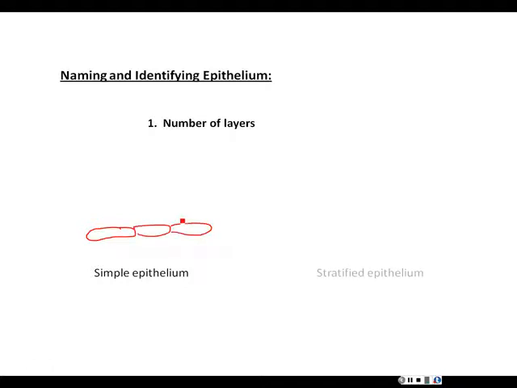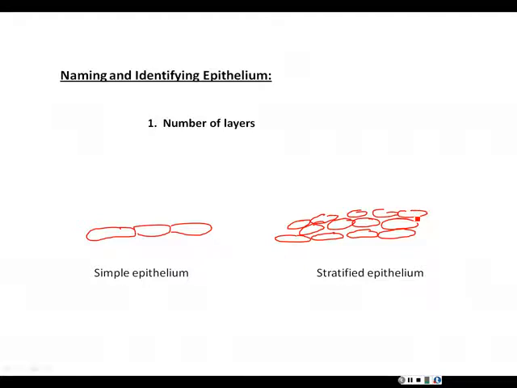Or you can have stratified epithelium. In stratified epithelium, you have multiple layers of cells stacked up on top of each other, kind of like bricks in a wall. Now let's see what that looks like under the microscope.